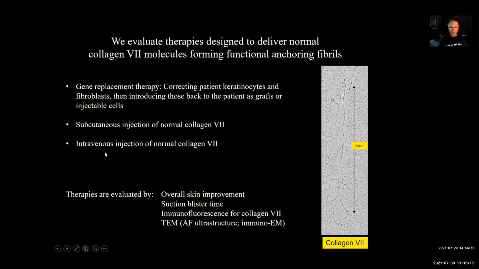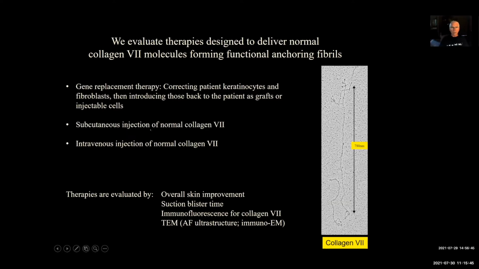There's a couple of different therapies that we're investigating and evaluating. Some are to correct patient keratinocytes or fibroblasts so that they carry the correct gene to make type 7 collagen, and these are then used as grafts or injectable cells. We could subcutaneously inject normal collagen 7 just underneath the skin and hope that this molecule would be incorporated into the basement membrane to form anchoring fibrils.